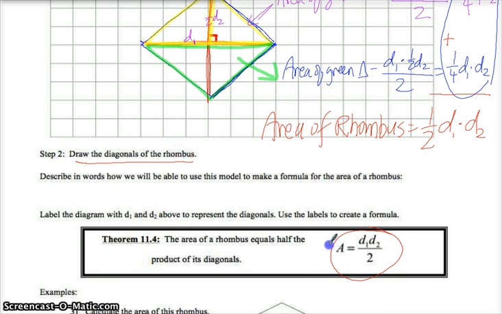So that is how this formula came about. How do you find the area of the rhombus? You multiply their two diagonals to each other, and then you divide by 2.